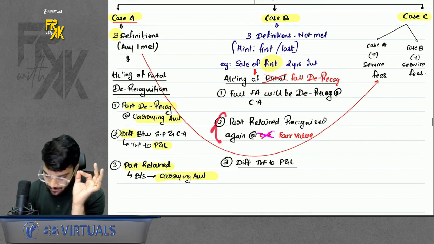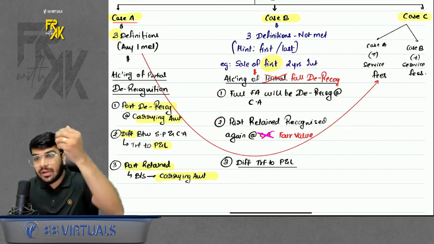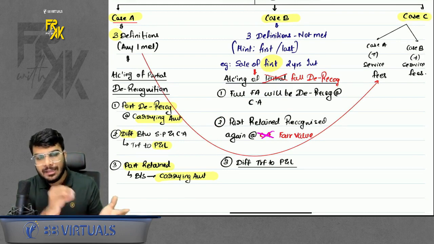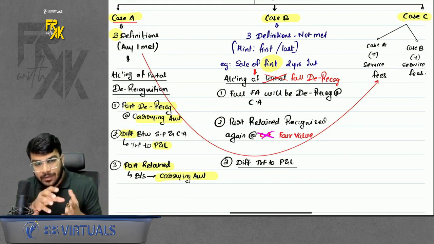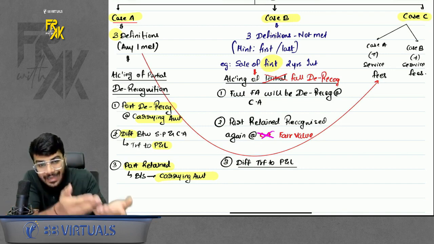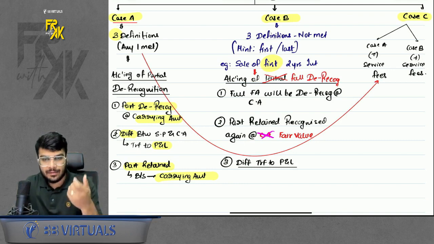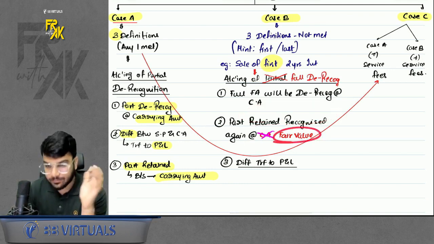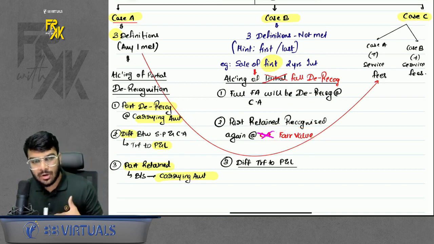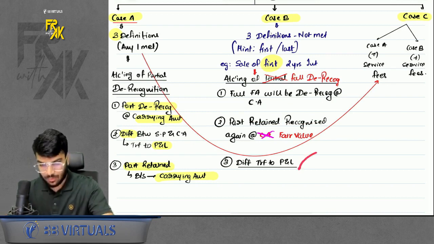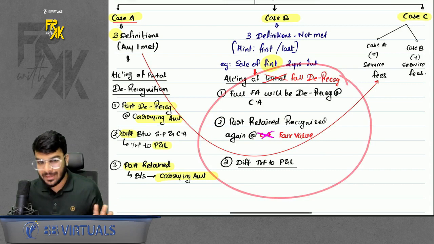Then whatever part you have retained, you will re-record that at fair value. See, for example, I have sold only 70% of the asset, but still I will remove 100% of the financial asset. Then I will re-record the part retained at fair value. Of course you will also record the proceeds which you received from selling the financial asset, and the difference whatever is there, it will be transferred to profit and loss. Don't worry, I will justify this with the help of an example as well.